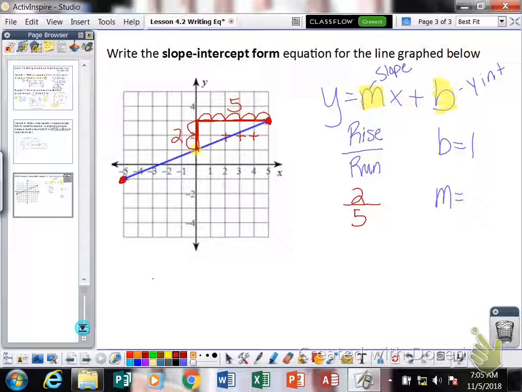Now, is that a positive slope or a negative slope? So I look at my line. Is my line increasing or is my line decreasing? Well, it's increasing. So it's a positive slope, 2/5. So my slope is 2/5. And now let's put it together. Y equals 2/5 x plus b.